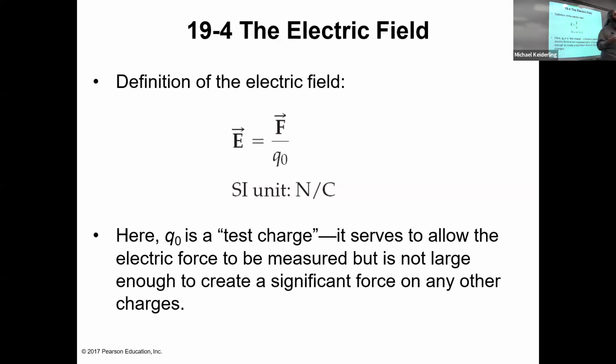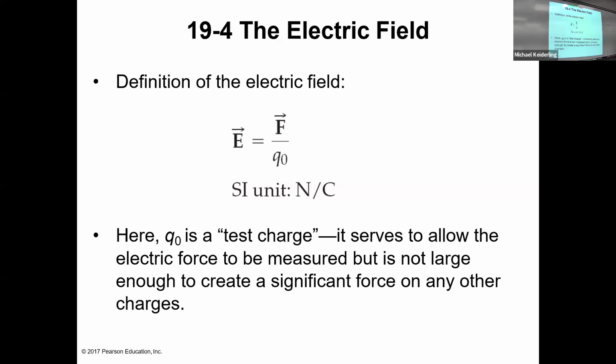The units of the electric field are newtons per coulomb. So force over charge, because the electric field tells you what force you get. If you multiply it by the charge of something, the force you get will be the electric field times whatever the charge of that object is.